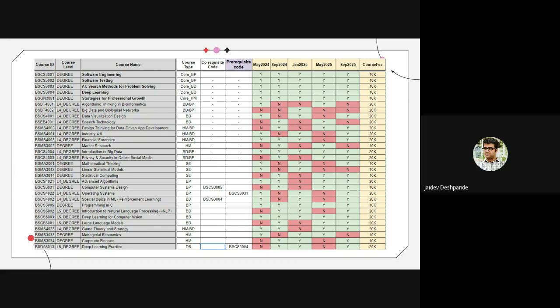Arup is in algorithmic thinking for bioinformatics. Arup sir is in 18. He's in everything. Oh my God. I should take that course then. Yes, you can take it. It's very scoring. Noted.